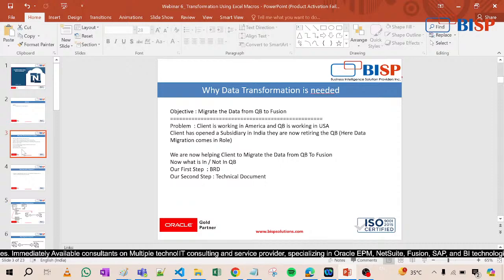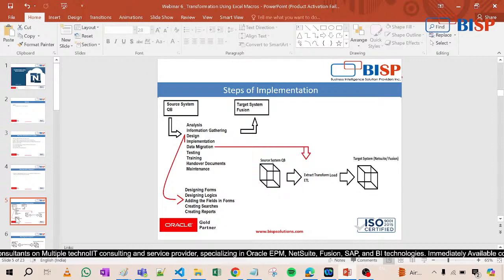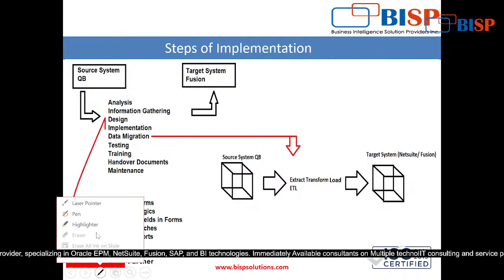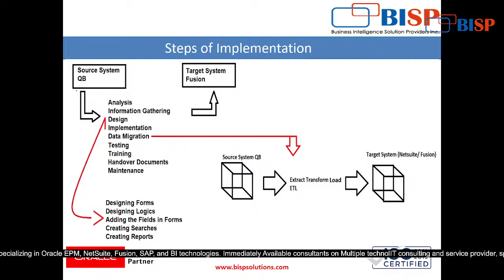So first of all, let me show you one picture. Yeah, here it is. If I make it large, just a second. Now you can see here the source system is our QuickBooks and the target system is Fusion. So first of all, just focus on these two, right? Let's take a pen also. Okay, so from switching from here to here, from source to target, we need to follow some sequence of steps.